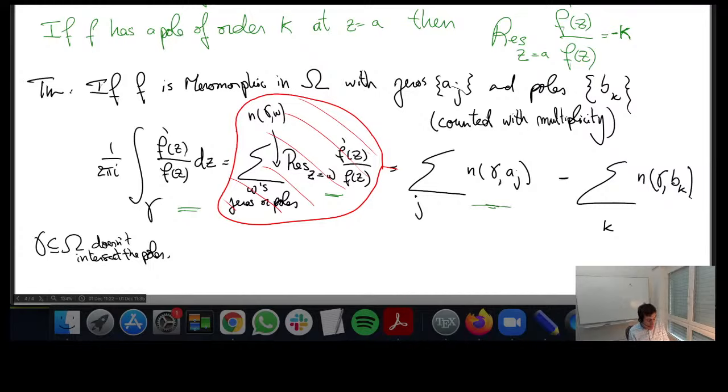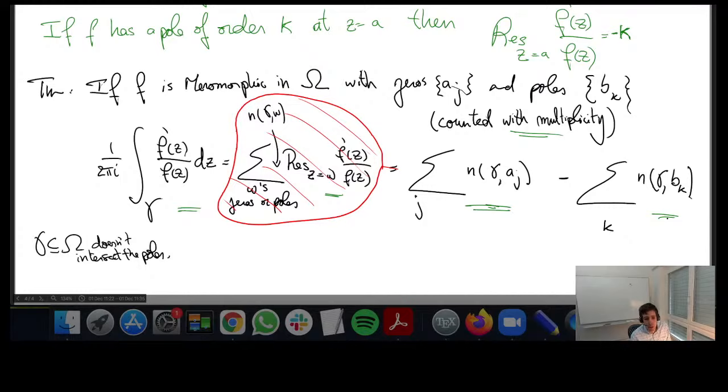And in this sum, it gets summed exactly the number of times because it is counted with multiplicity, right? And the poles show up negative of that. So this means that the integral of the logarithmic derivative, once I divide by 1 over 2 pi i, is just the number of zeros minus the number of poles inside the curve.